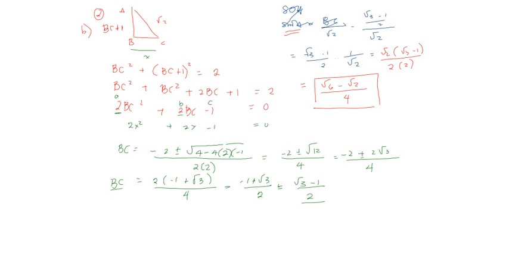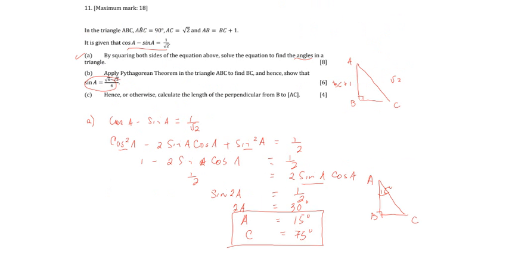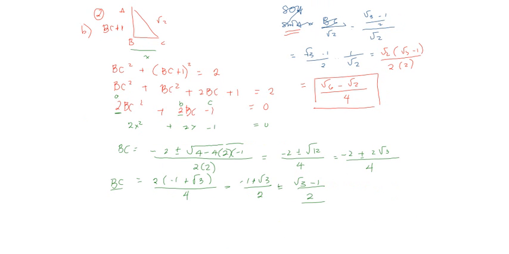Now for letter C, let's go back to page 1. Hence or otherwise, calculate the length of the perpendicular from B to AC. Calculate the length of the perpendicular. Okay, let me add another page. Let me draw the figure again. So we're looking for this one, this figure, which is H. And then again, A, B, C.